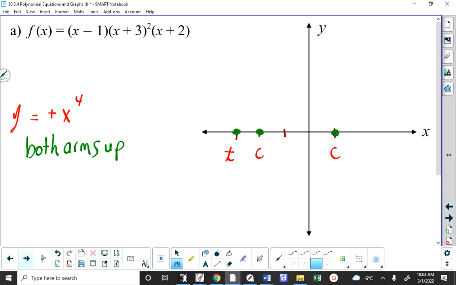How are we going to do this? Well, start on the left. You have to start above and go down. It's going to be tangent. It has to change direction to go cleanly through that x-intercept. And then it has to change direction again to go cleanly through that x-intercept, and this is what it looks like.